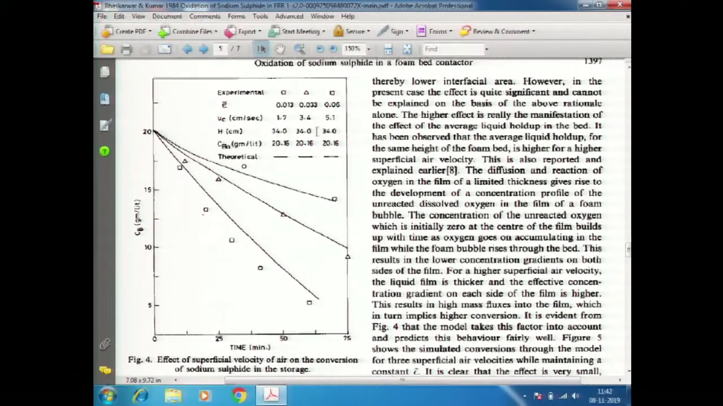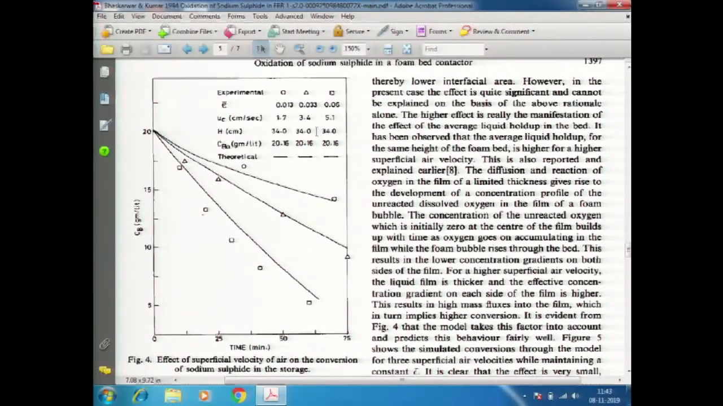And what we have varied here is the flow rate. The air flow rate was varied from 1.7 centimeter per second up to 5.1 centimeter per second. And what we find is that as you increase the superficial velocity, the concentration versus time profiles run deeper, which means you are able to consume sodium sulphide faster for increased air flow rates.